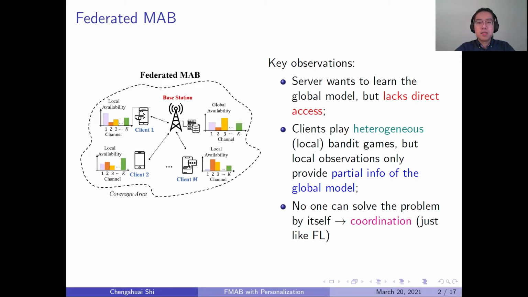Back to the server side, since it cannot learn the global model itself, the global server wants to use information collected by local clients to solve the global learning problem. However, it is often the case that local observation can only provide partial information of the global model. For example, the local channel availability of each client only characterizes the wireless environment at that location, but it cannot represent the entire covered area. Thus, neither the server nor a single client can learn the global model by itself, which means coordination between them becomes essential, just like in the standard federated learning.